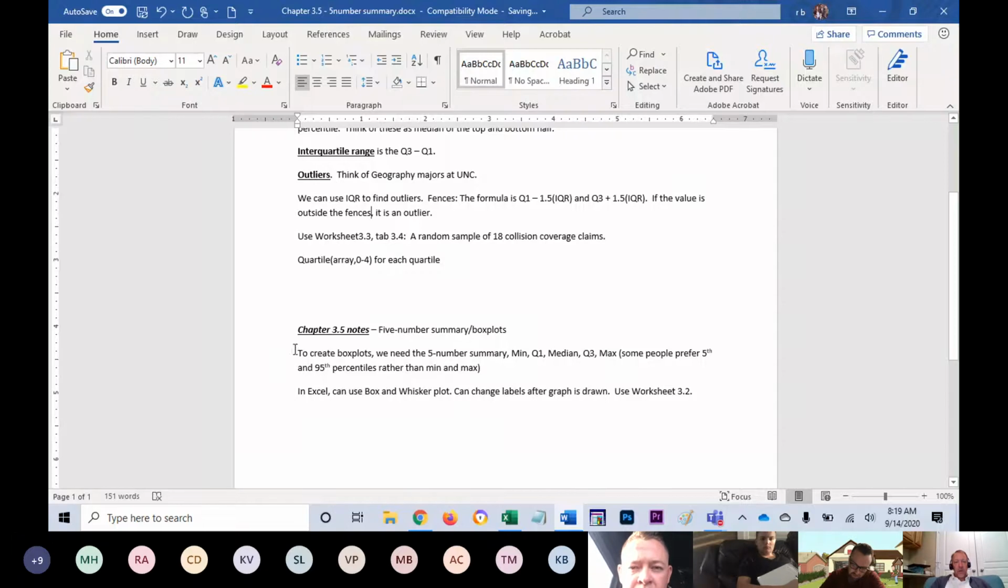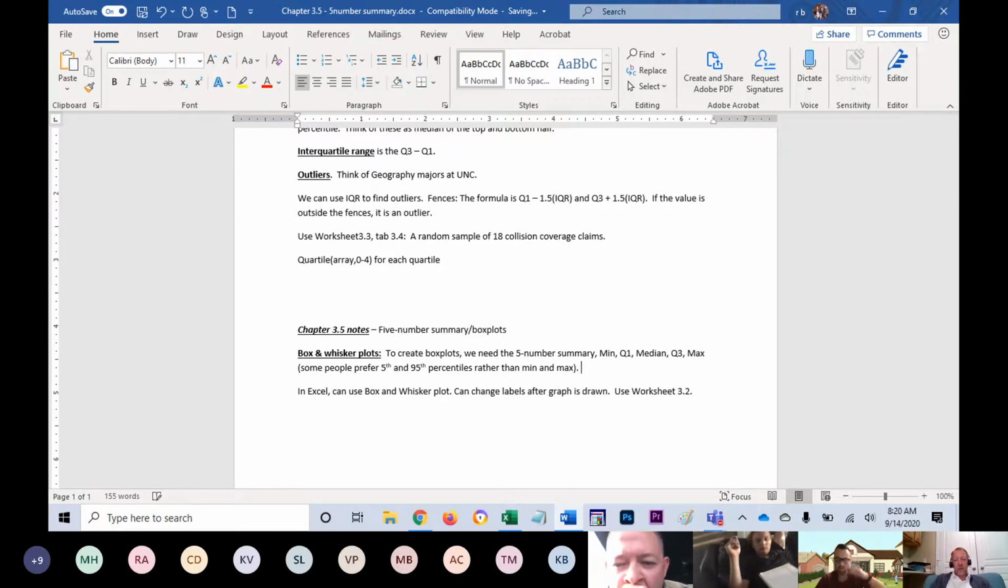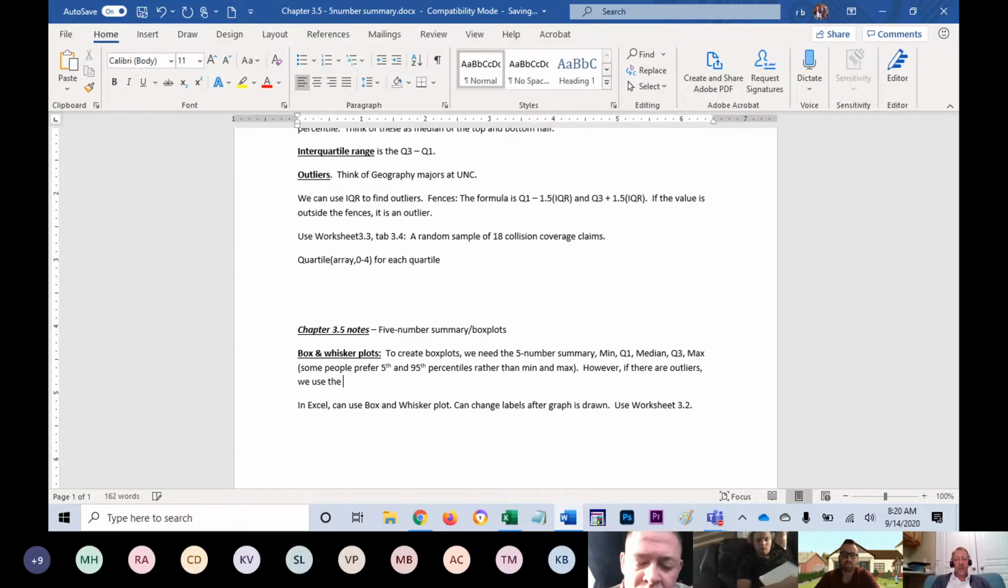We've also got box and whisker plots. Sometimes those are called box plots. We're going to need the 5-number summary. So we're going to use the numbers of our 5-number summary. However, if there are outliers, we use the fences instead of the max or the minimum, depending on which side the outlier's on.